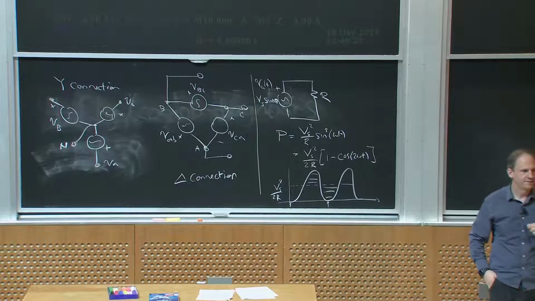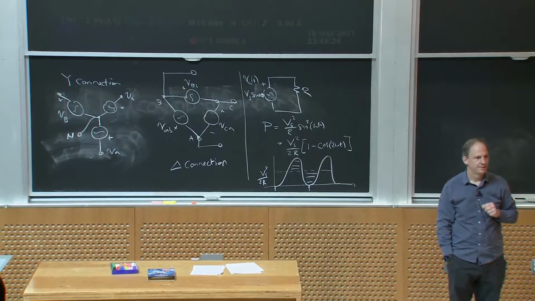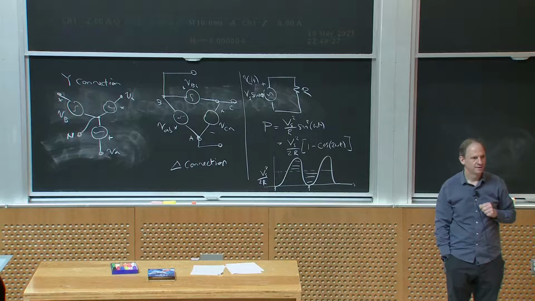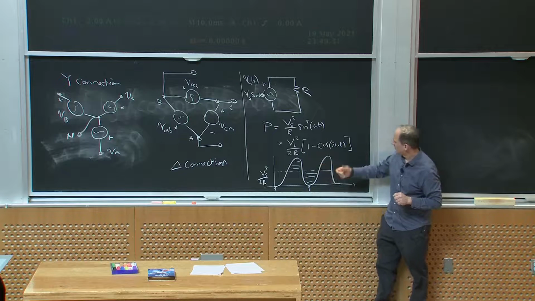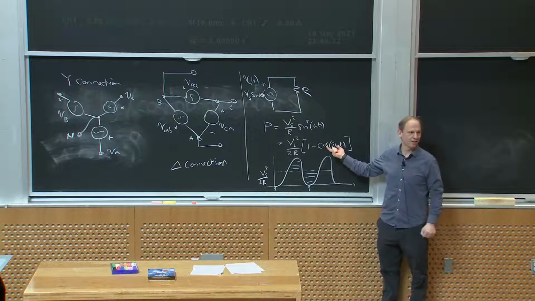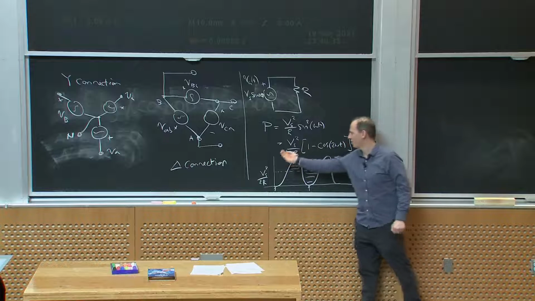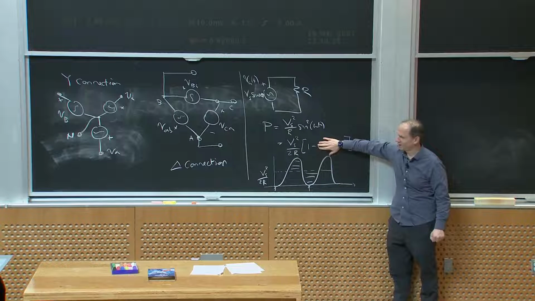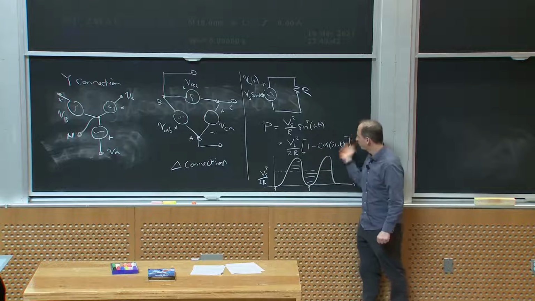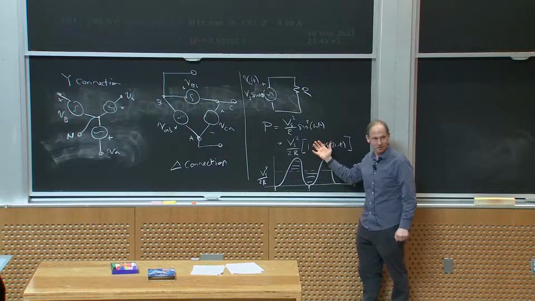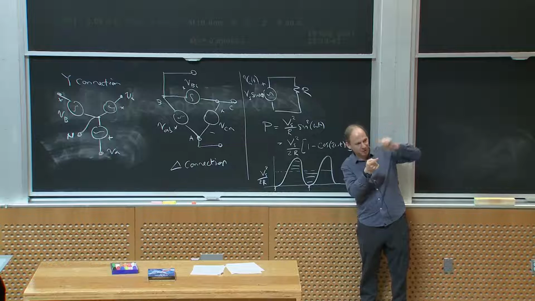So Vs squared over 2R is the average, because the average of the cosine of 2 omega t is 0. If I took a time average of this, this term goes away and I get Vs squared over 2R. And then I get this equal-size pulsation, so the peak pulsation is equal to the average value.